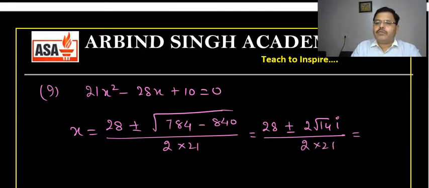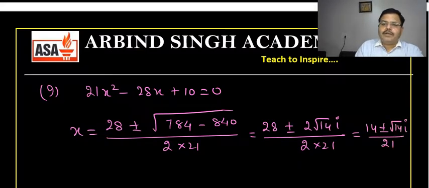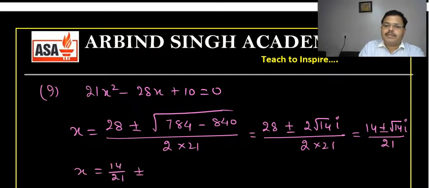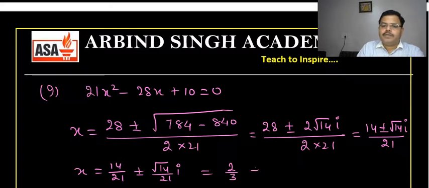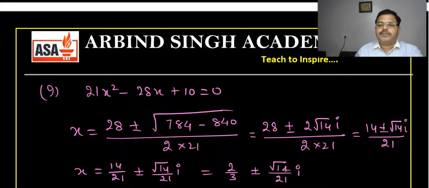So if I take 2 common, then 14 plus minus root 14 iota divided by 21, and further one can write 14 upon 21 plus minus root 14 upon 21 iota. So that will be 2 by 3 plus minus root 14 upon 21 iota. That will be the answer. I hope you got it.